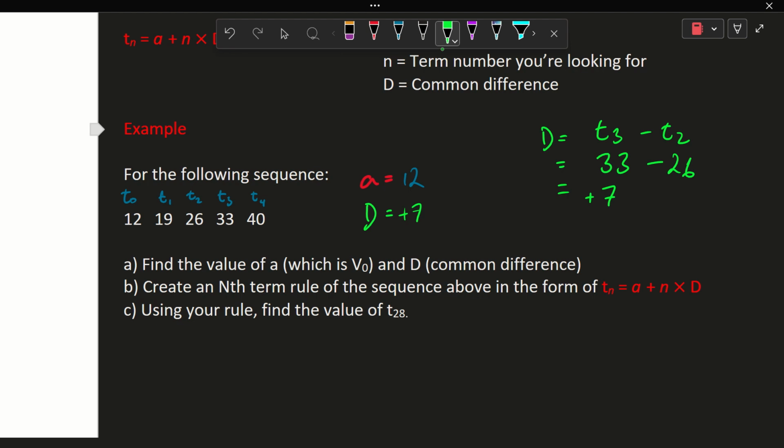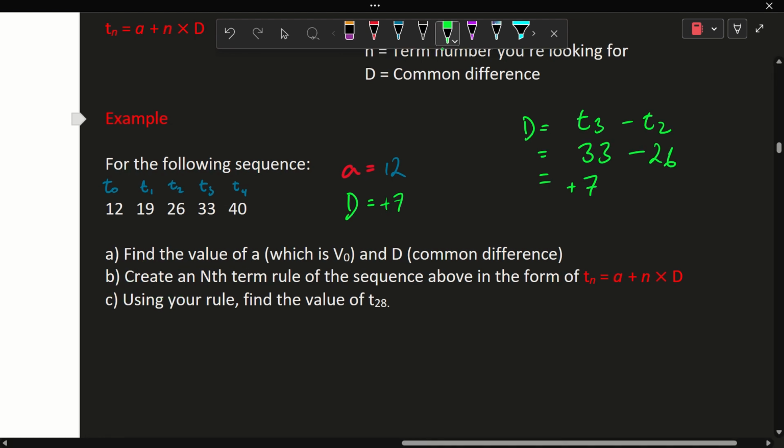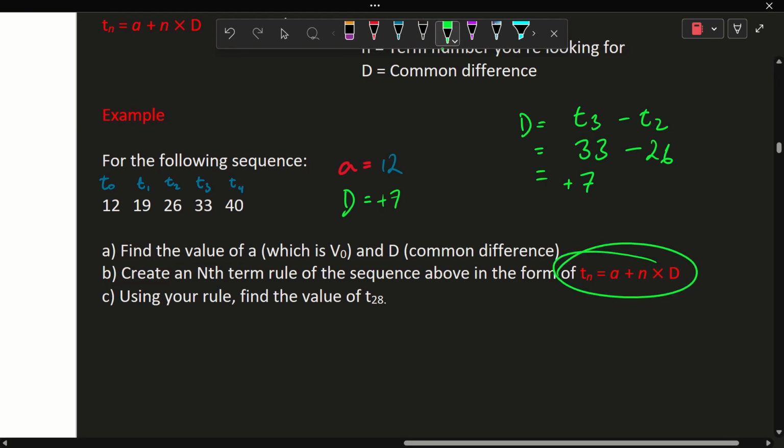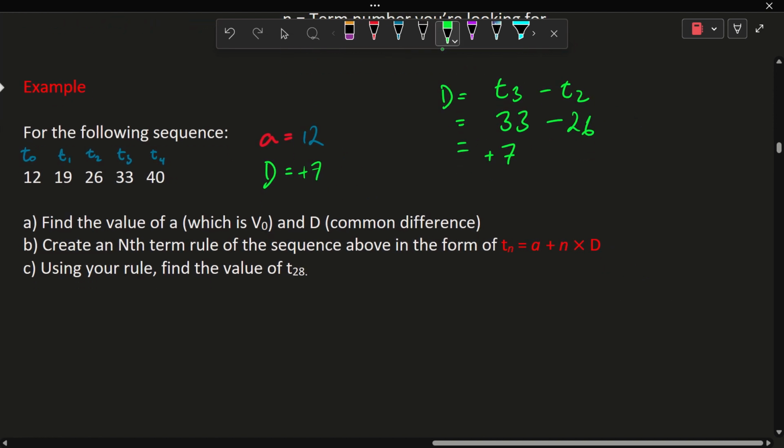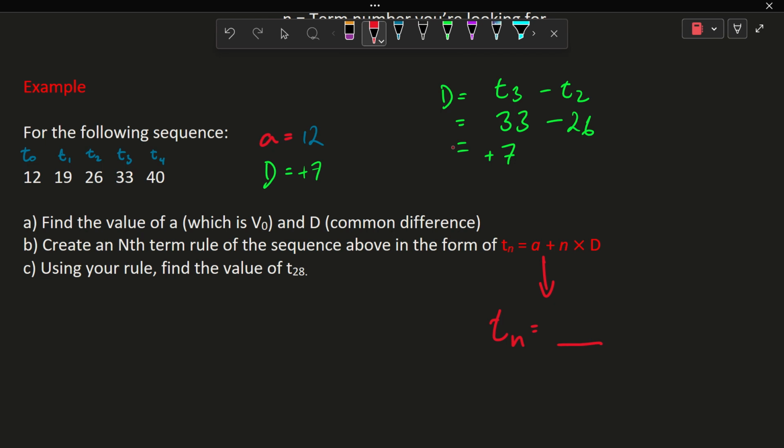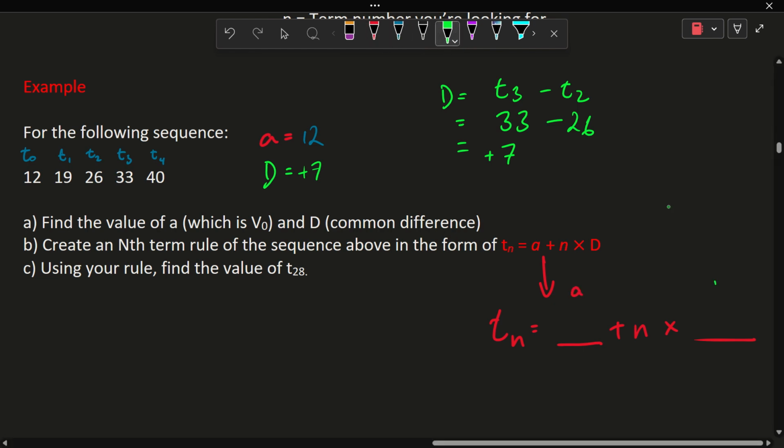All right, next thing is we need to make our nth term rule. Now remember the rule looks like this. Tn equals A plus N times D. Now, I haven't quite written it in a proper way here, but what you're doing for this question, for B, is you're just going to give me the rule where it's Tn equals, tell me what's A plus N times, and then tell me what's D. That's all it is. That's all you're telling me. So in this case, guys, what's A and then what's D? Those are the two things you're writing in this equation.